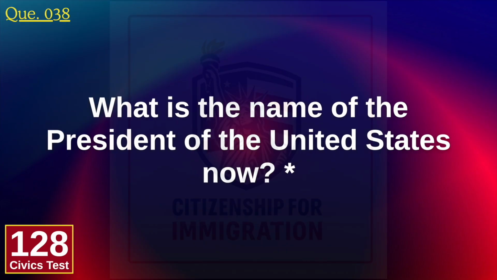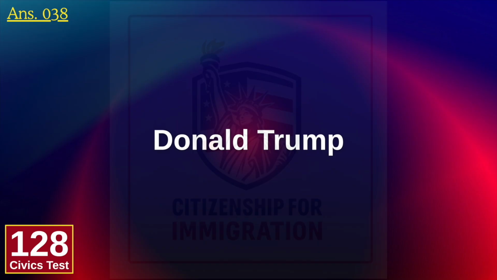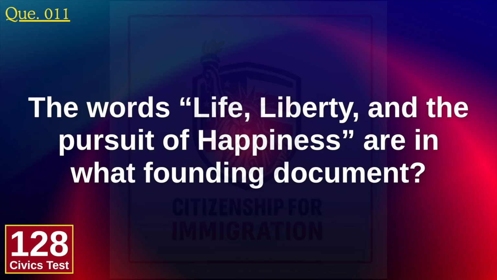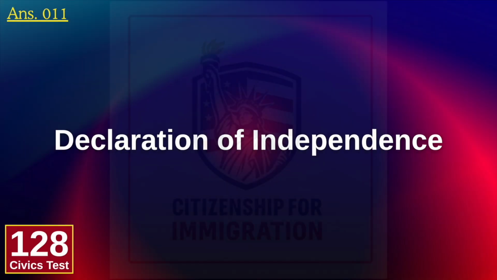What is the name of the President of the United States now? Donald Trump. The words life, liberty, and the pursuit of happiness are in what founding document? Declaration of Independence.